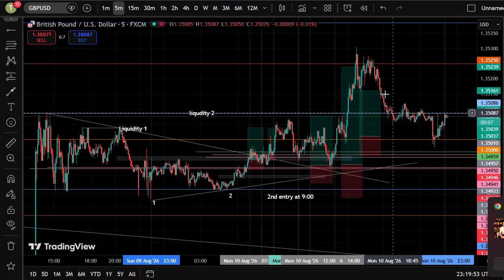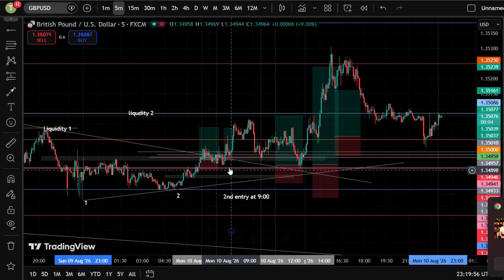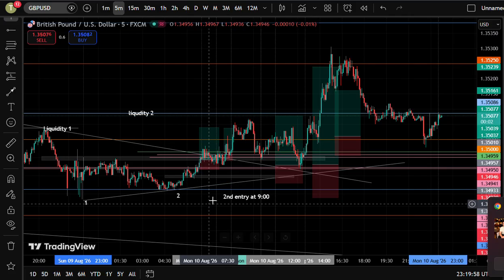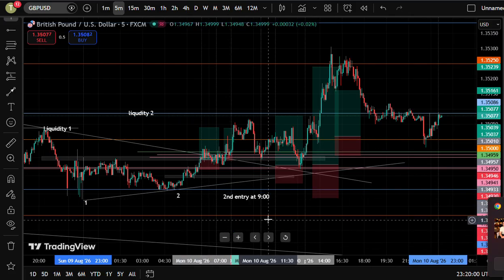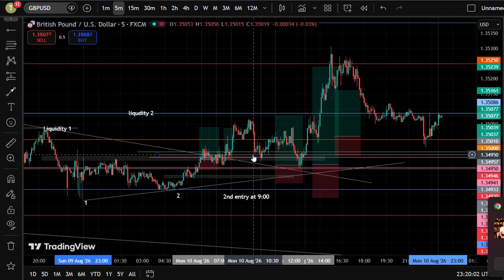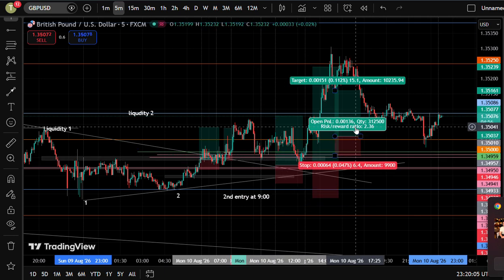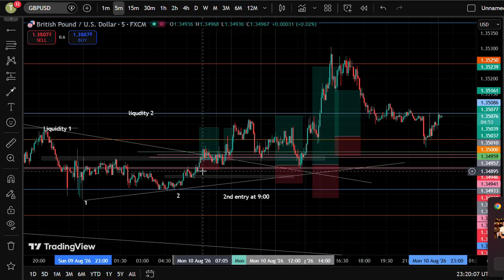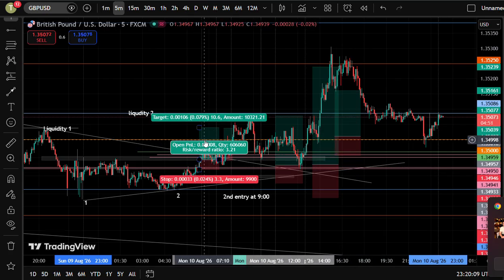So I would have gotten three more entries here. I would have gotten a profit here. I would have gotten a profit here. I would have gotten a loss somewhere here. I would have gotten three more profits. So if I'm risking, I'll go to 1.5% here.